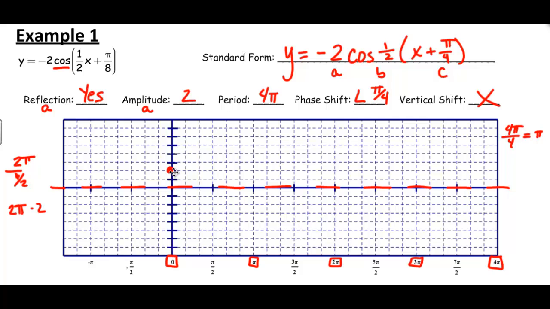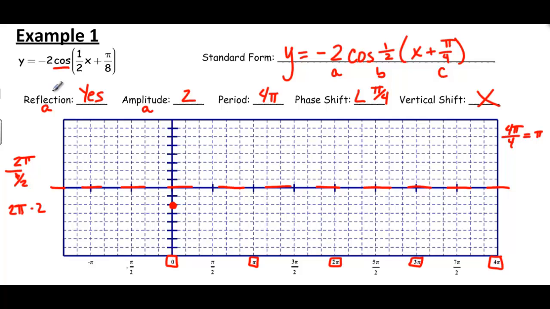But I'm reflecting, so what that means is I'm not going to start 1 above the x-axis, or my midline. I'm going to start 2 below. So remember, this reflects it, so it flips it. So I'm not starting at the highest point now, I'm going to actually start at my lowest point. So instead of going high, middle, low, I'm going to go low, middle, high. Alright, what else do I need to worry about?